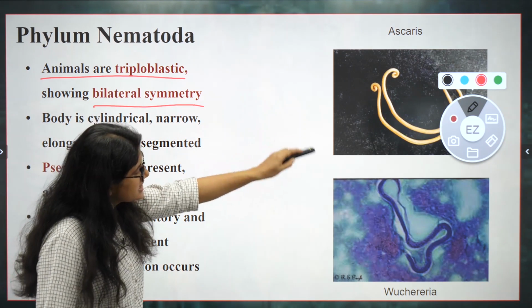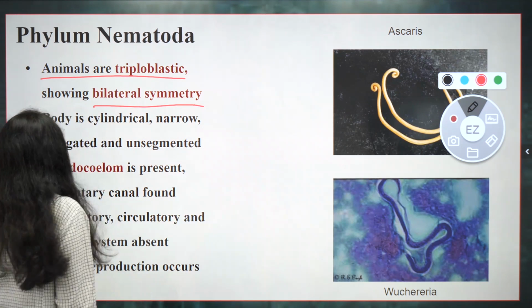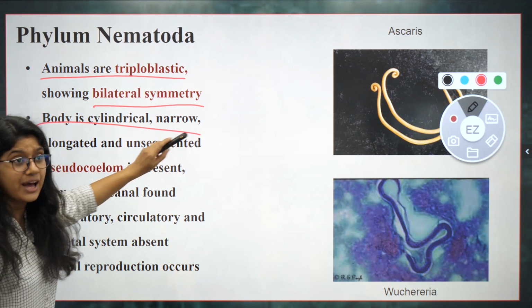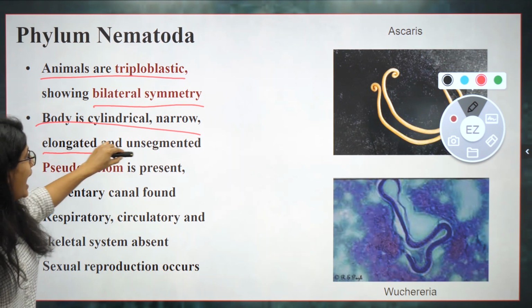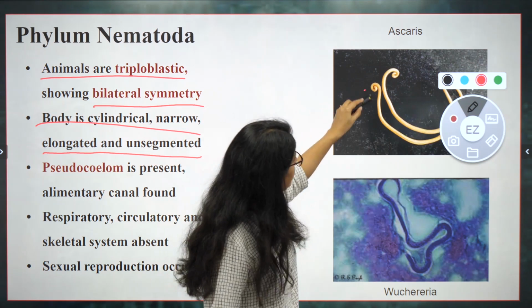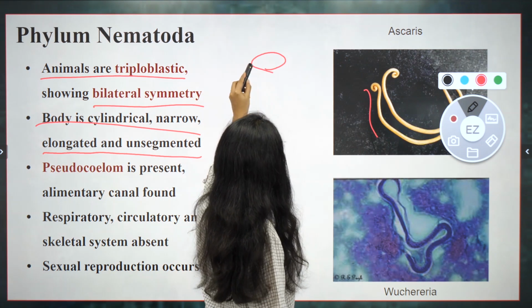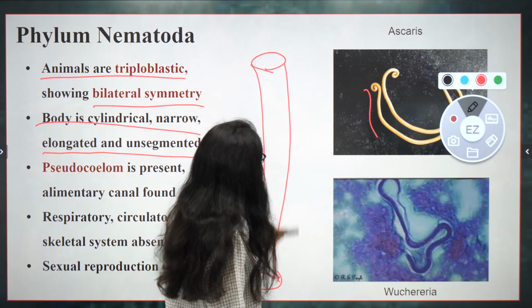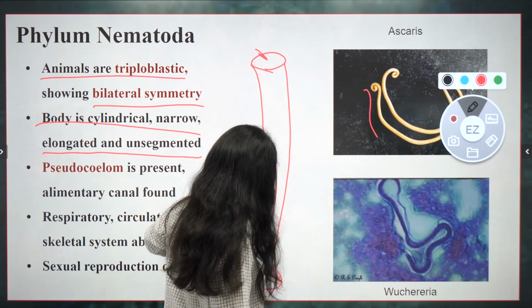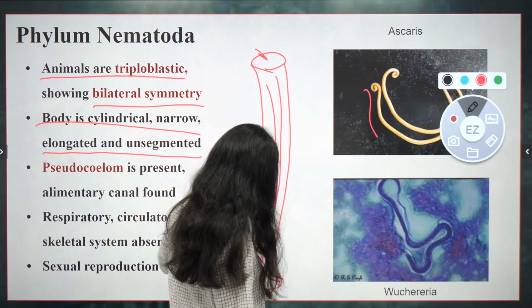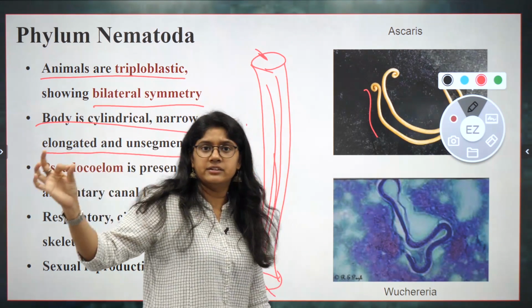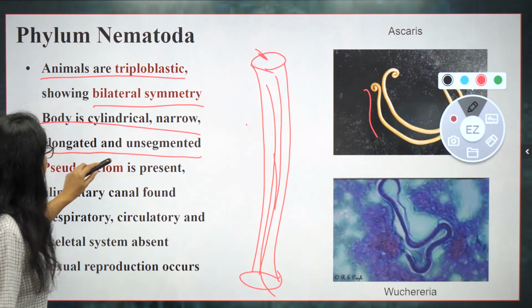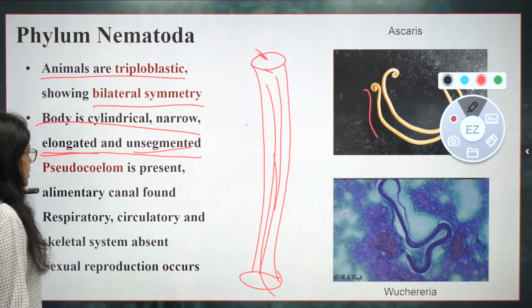Bilateral symmetry, we can easily cut their body into two equal halves. The body is cylindrical, narrow, long and unsegmented. Can you see over here? The body will be cylindrical, and of course it will be very long. Clear? They don't have many segments, but they have a very clean body structure. Unsegmented body and elongated.